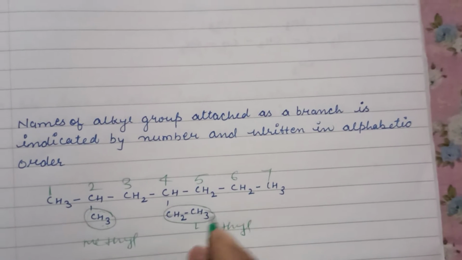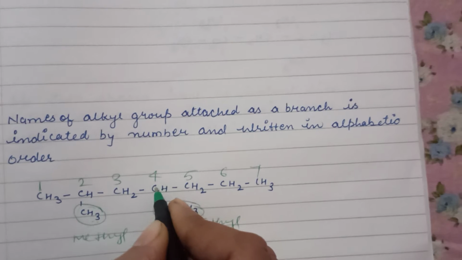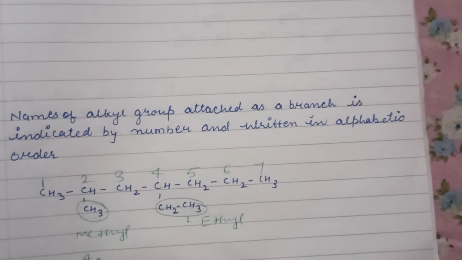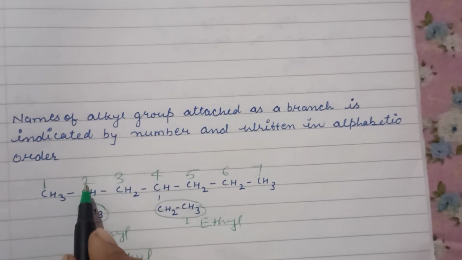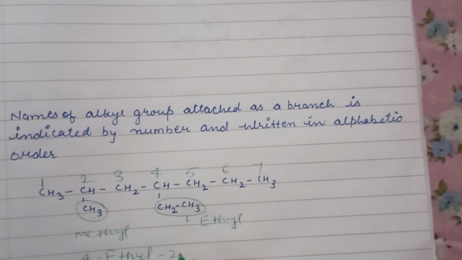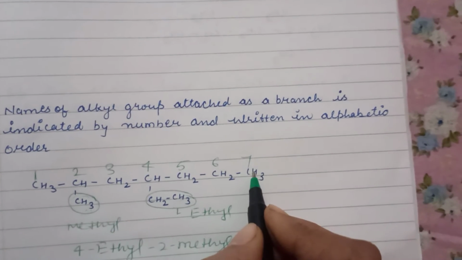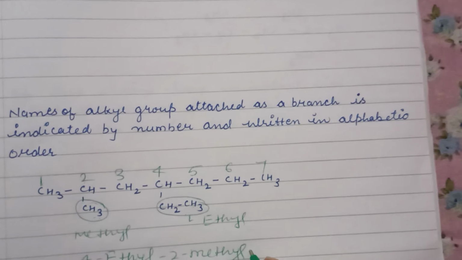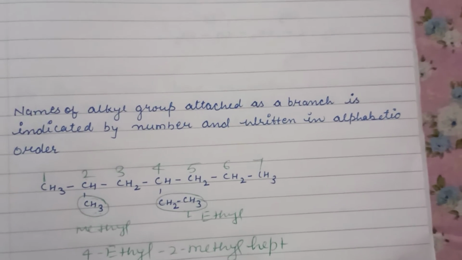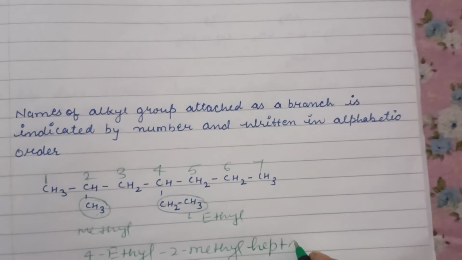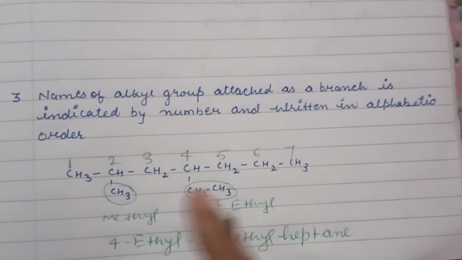Okay, so first we will write this one, indicating by this number. So 4 ethyl, okay, and at carbon number 2, 2 methyl. Parent chain is of 7 carbon. For 7 carbon we use root word hept. No double bond, then I have written ane. Okay, this is the naming of this compound.